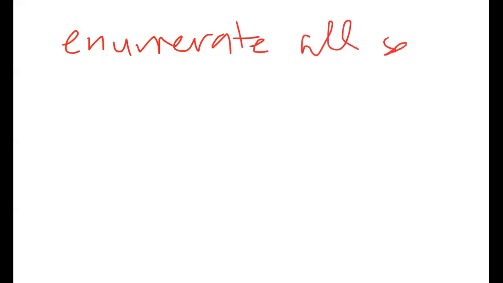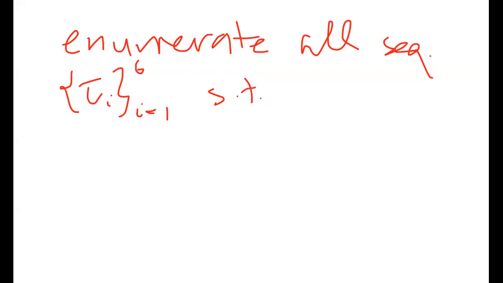So today I'm going to be taking a look at the problem: enumerate all sequences of τ_i from 1 to 6 such that the symmetric group S3 is given as the set of products of these elements τ1, τ2 in this way.